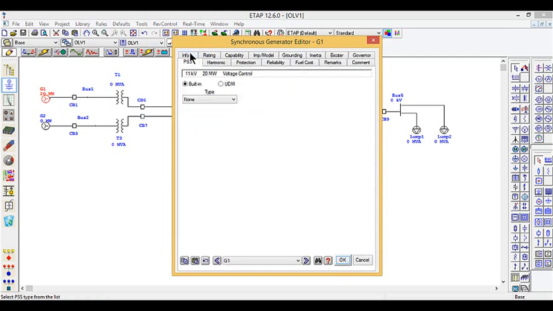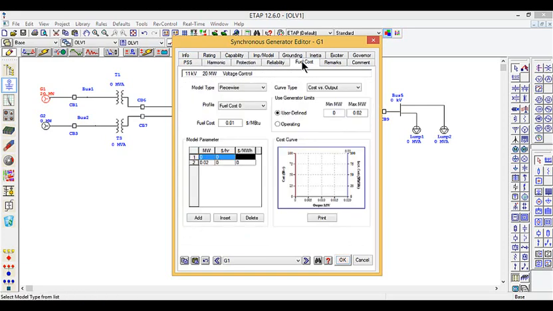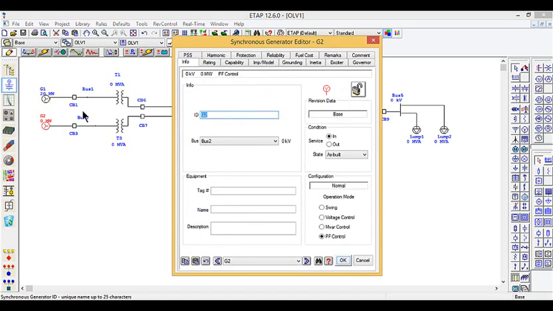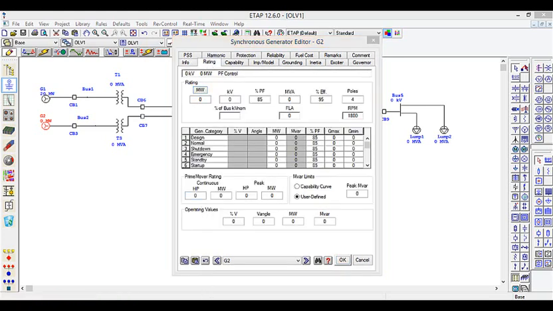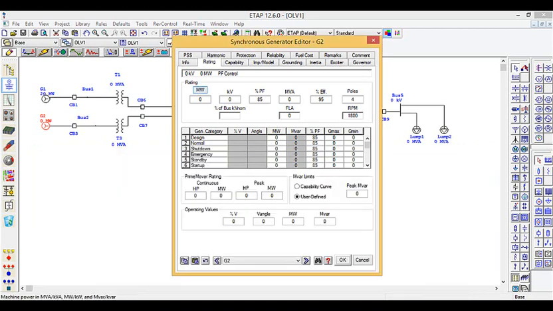In the top tabs, we have PSS, harmonics, and reliability analysis, fuel cost. These are not the mandatory data for power system and short circuit analysis. These are used for different special tabs. So at the moment, we are not considering these values. In the similar fashion, we need to assign the values of generator G2, whose rating is 13 kilovolts, 20 megawatts swing generator, and we need to assign all the values.